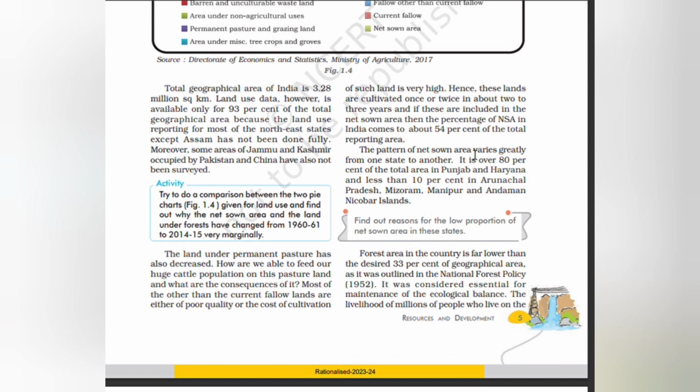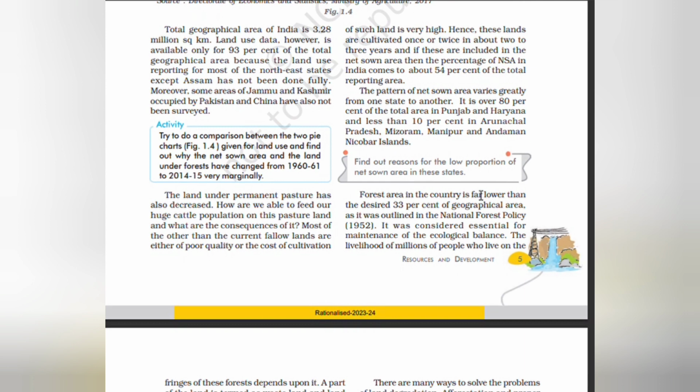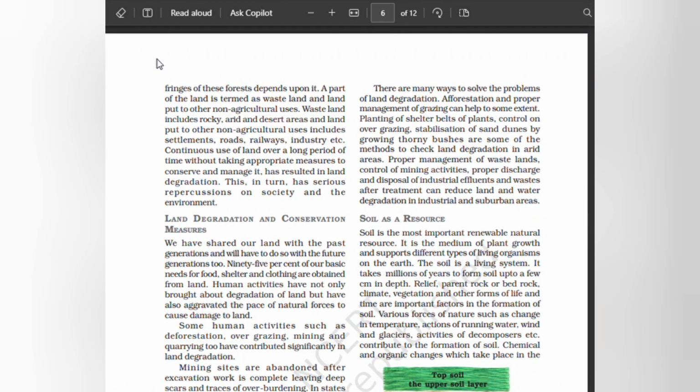The pattern of net sown area varies greatly from one state to another. It is over 80% of the total area in Punjab and Haryana, less than 10% in Arunachal Pradesh, Mizoram, Manipur, and Andaman and Nicobar Islands. Forest area in the country is far lower than the desired 33% of the geographical area as it was outlined in the National Forest Policy. It was considered essential for maintenance of the ecological balance. The livelihood of millions of people who live on the fringes of the forest depends upon it.